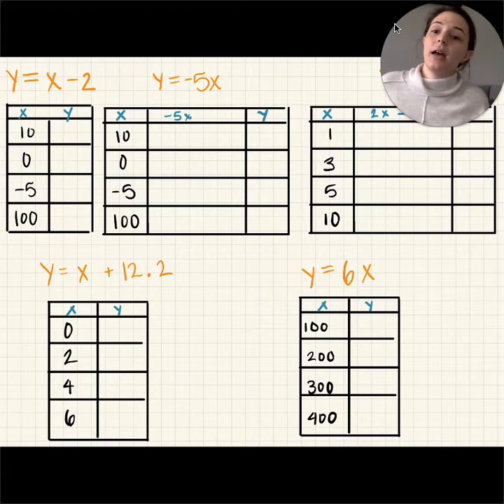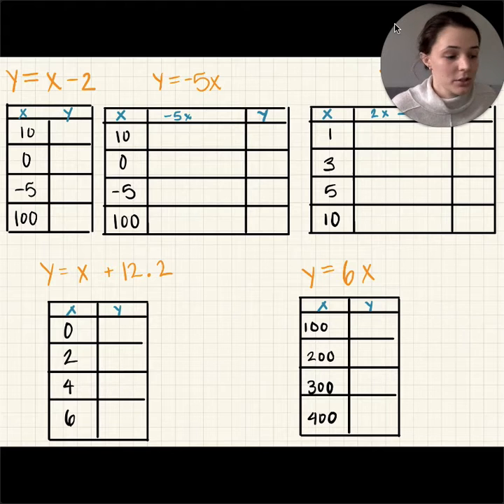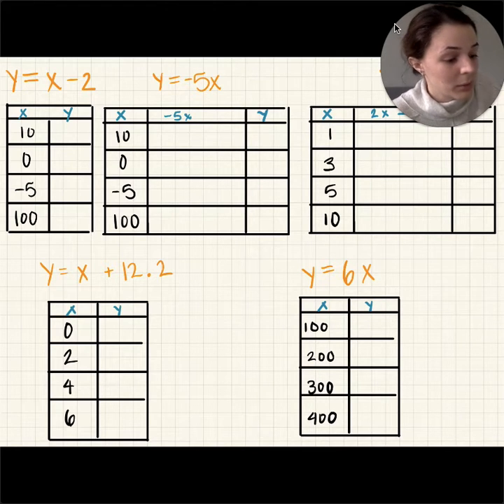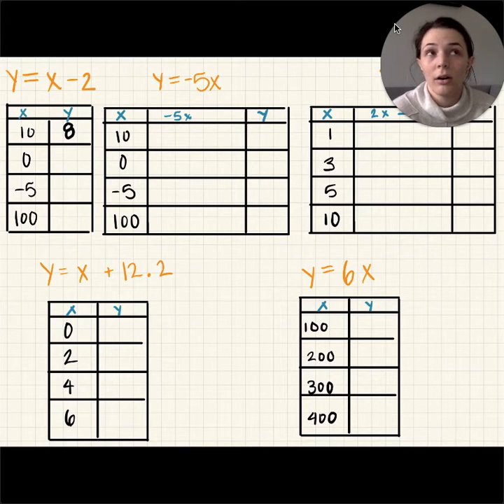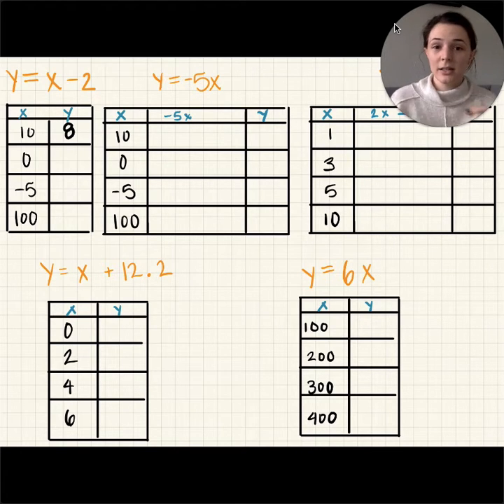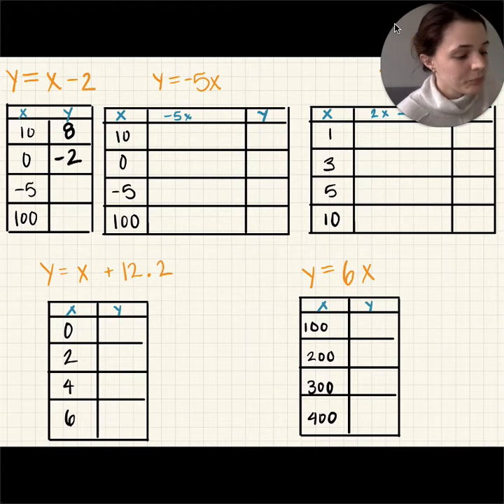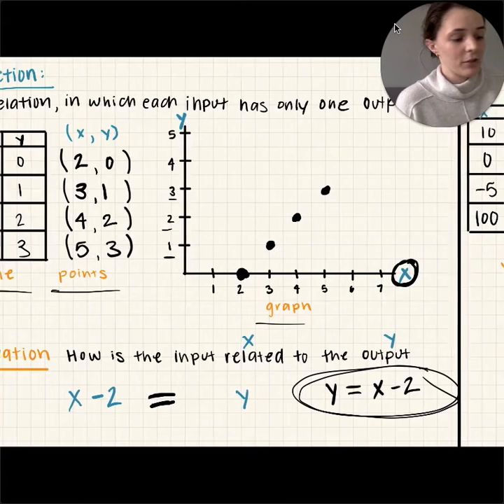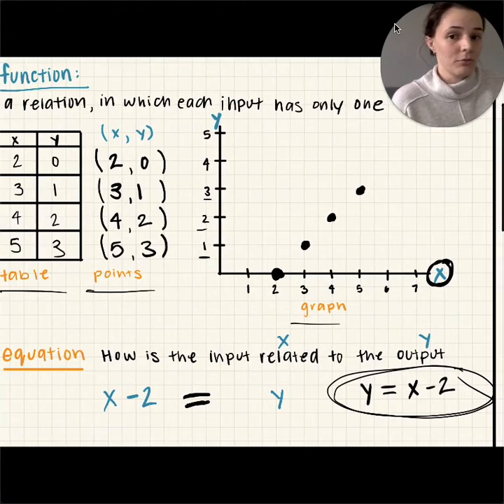So let's say we had an x value of 10. We would do the exact same thing. 10 minus 2, that's going to give me 8. So my y value is going to be 8. Then 0 minus 2. So 0 minus 2, that's going to take me into the negatives. It's going to be negative 2. On our graph here, we only had positive numbers, but we could extend our graph more to have negative numbers as well if we wanted to graph that.